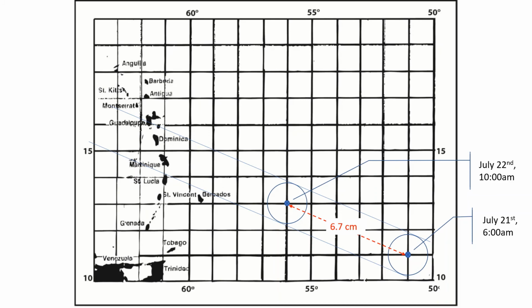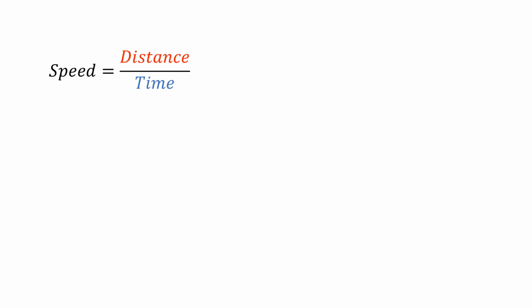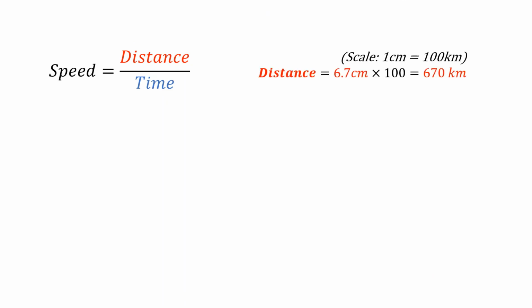So our formula says speed equals distance divided by time. Using the scale 1 centimeter on the map is equal to or represents 100 kilometers in reality, we can translate our measured distance into a real distance by multiplying by 100. The distance the hurricane has traveled is 670 kilometers.